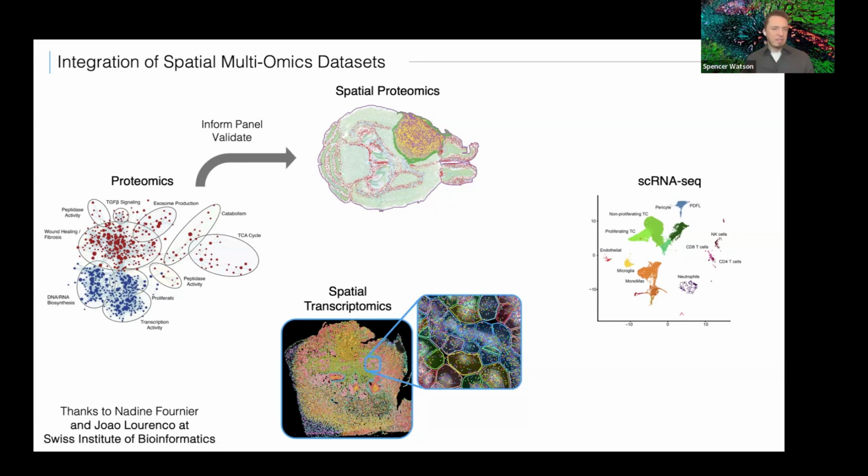And this also helped us to validate a lot of the spatial proximity or the spatial localization, especially the ECM and fibrotic proteins that we saw in the proteomic data. And between the single cell RNA-seq data and the spatial proteomics, the single cell was great for telling us what were the cell types that we should be assaying in high dimensional imaging. So that also informed the antibody panel.